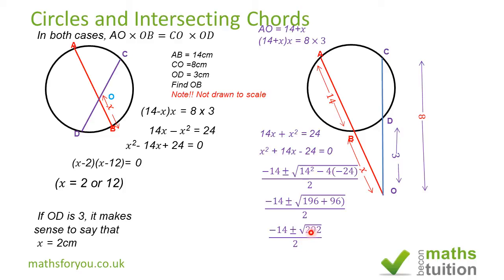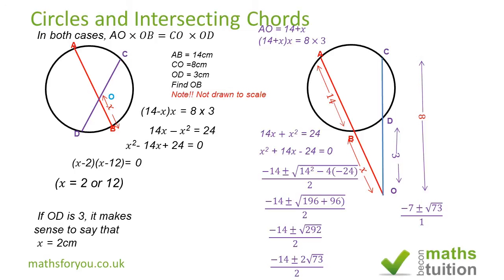292 is the same as, the square root of 292 is the same as the square root of 4 times the square root of 73. Now, the square root of 4 is 2, so we end up with minus 14 plus or minus 2 times the square root of 73 divided by 2. And when we divide, we end up with minus 7 plus or minus the square root of 73.